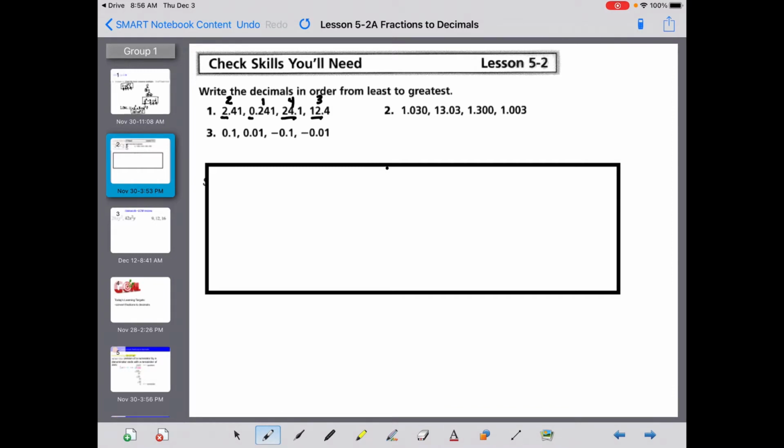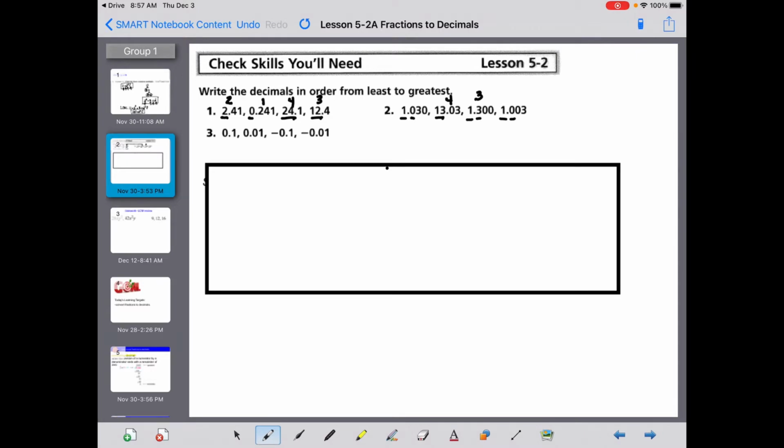Number 2. Again, starting to compare by the whole numbers. This one is 1, this is 13, this is 1, this is 1. 13 is the largest, so I'm going to write a 4. The next thing, when I have the remaining 3 numbers, I'm going to compare the tenths place. This one has a 0, the next one has a 3, and the last number has a 0. So the biggest is 1 and 3/10.